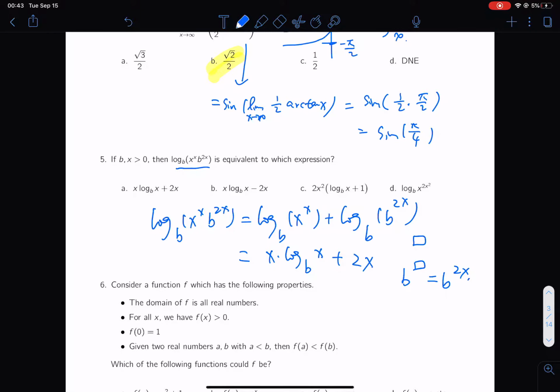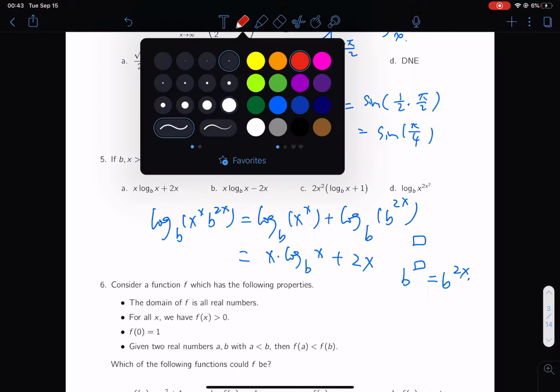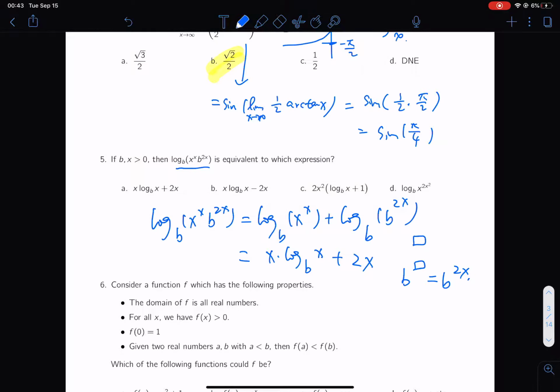Oh, there's a typo here. The equation is, oh no, it's not a typo. So based on this one, we choose A.